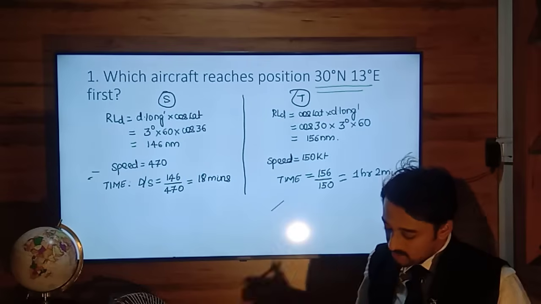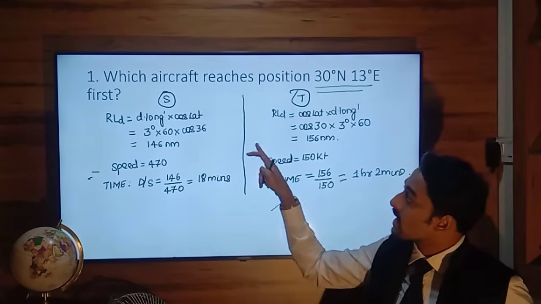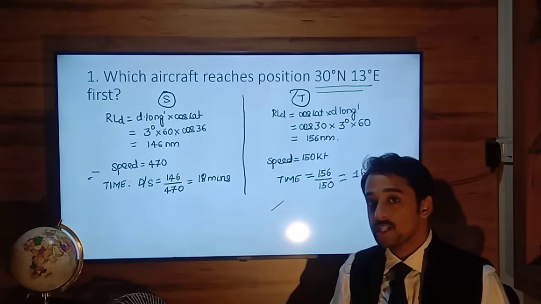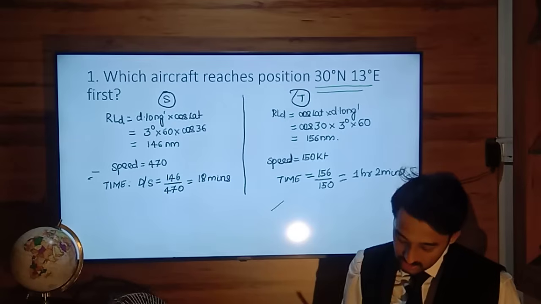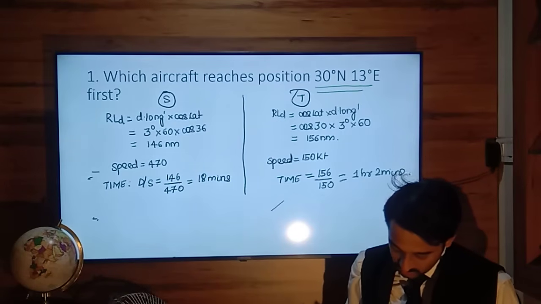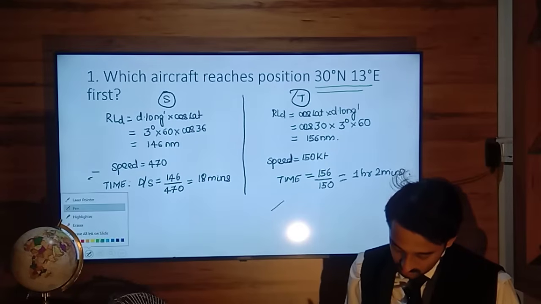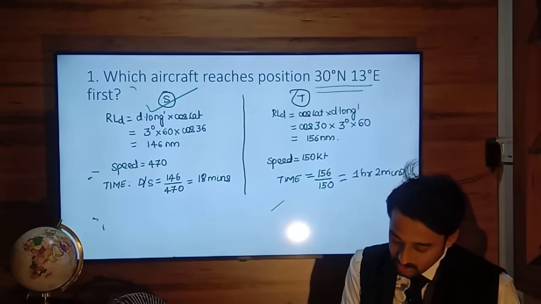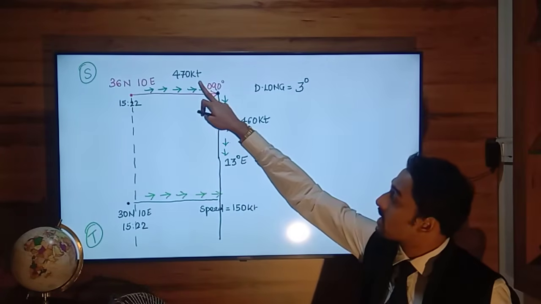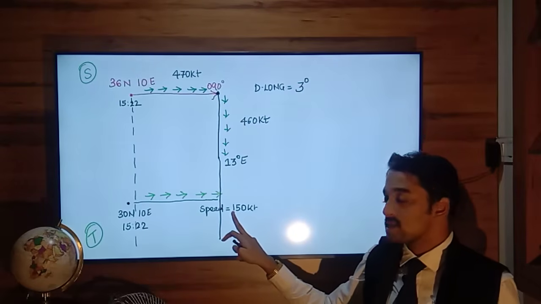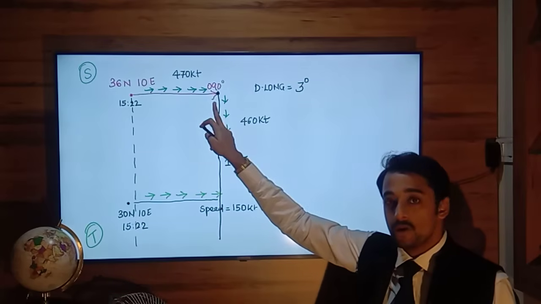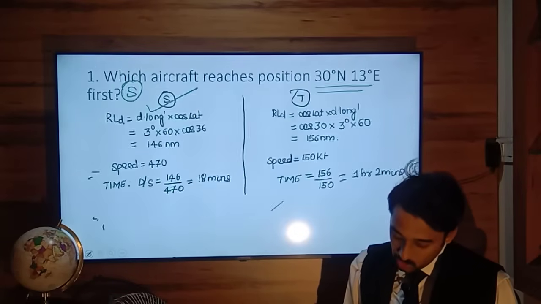So clearly you can see which of these aircraft will reach the position first. That is aircraft Sierra. Aircraft Sierra will reach the position first because clearly the speed of aircraft Sierra is 470 knots and this speed is 150 knots. So the aircraft with a faster speed will reach its destination longitude first. Let's go to question 2.